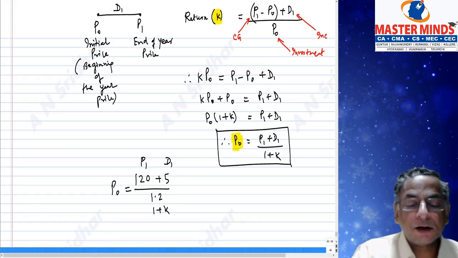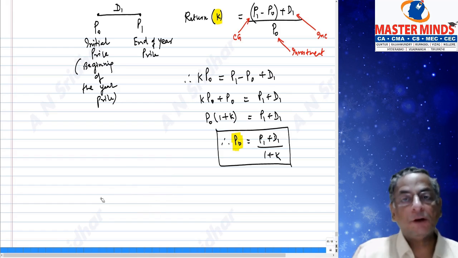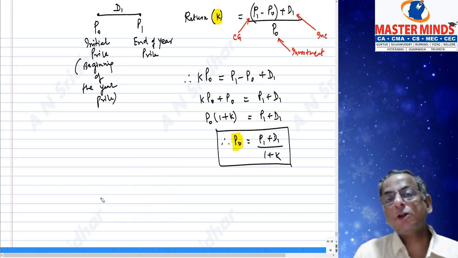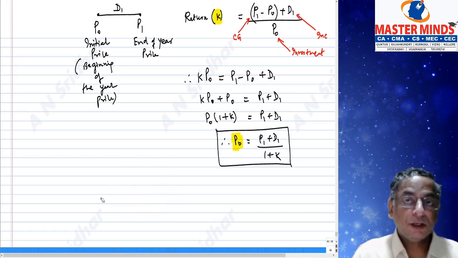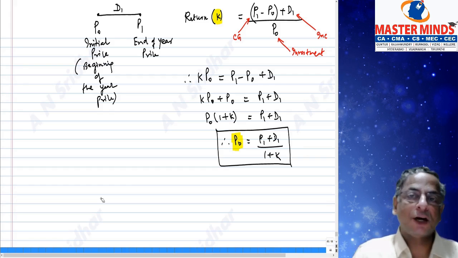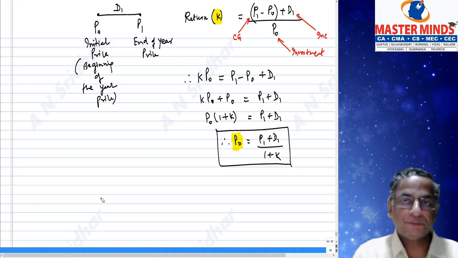So whenever an investor has decided his expected rate of return, and if he is able to estimate P1 and D1, then he can calculate the price at which he can buy the shares today. So this he can do. So therefore this formula is used to estimate that.